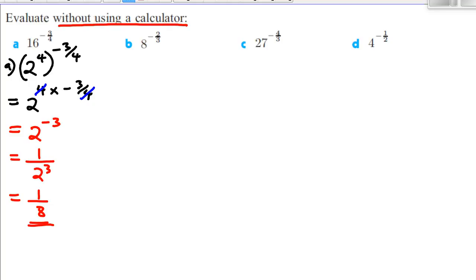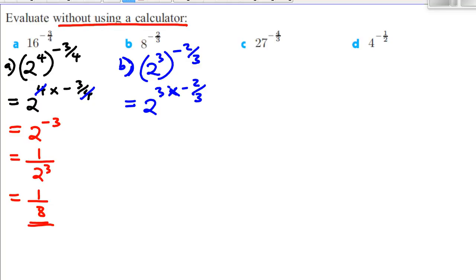And then for B here, you have 8, which is 2 to the power of 3. So 2 to the power of 3 to the power of negative 2 over 3, which will be equal to 2 to the power of 3 multiplied by negative 2 over 3. Same thing, cancel those. So you end up with 2 to the power negative 2, which will be equal to 1 over 2 squared. And you can write that as 1 over 4.